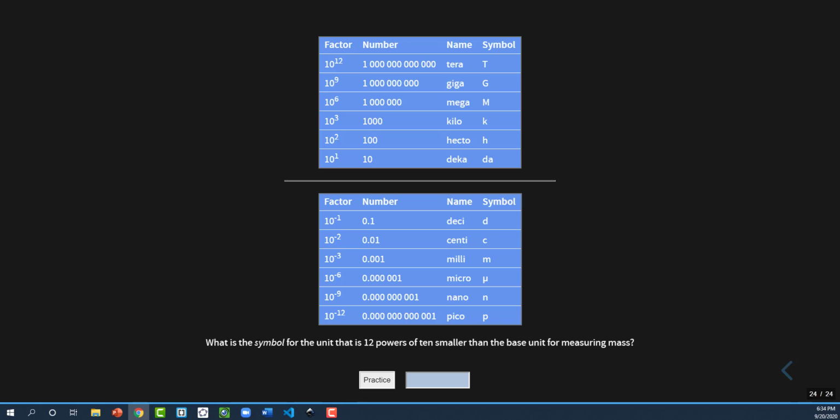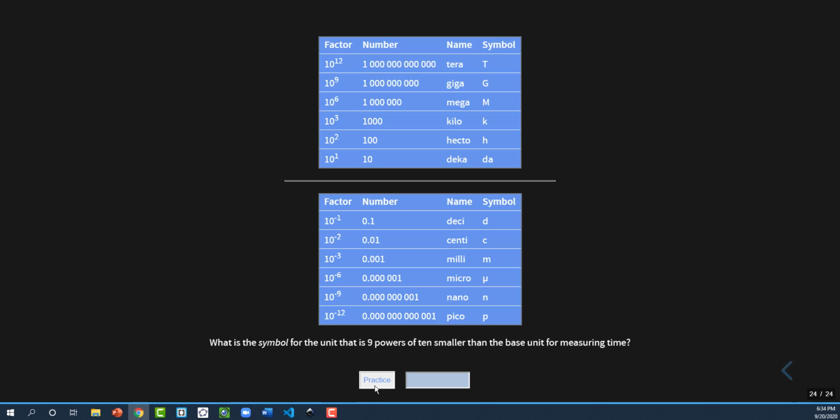Here the question is, what is the symbol for the unit that is 12 powers of 10 smaller than the base unit for measuring mass? Now, gram is the measurement for mass. 12 powers of 10 smaller is this pico. So it's just going to be the pg, or a picogram. All right, that was pretty good.